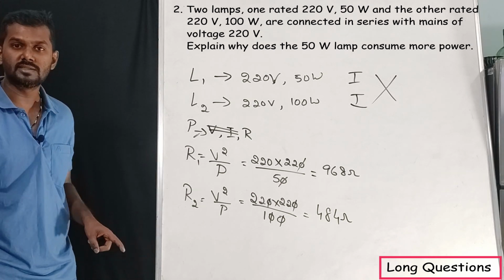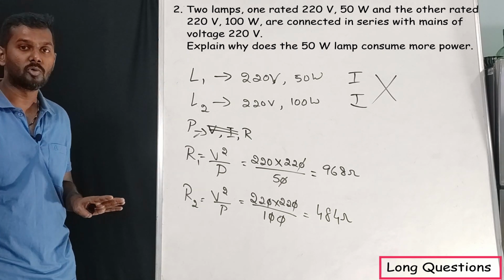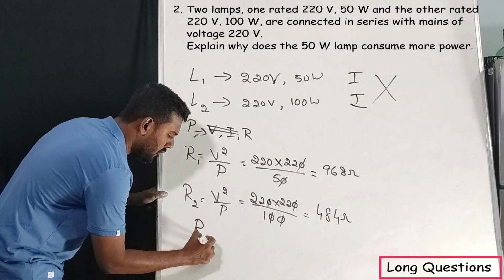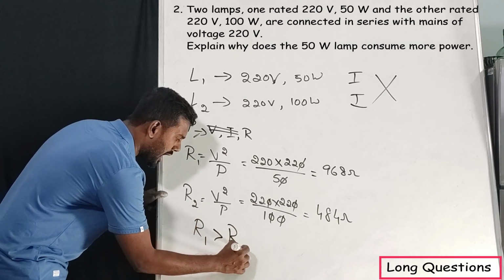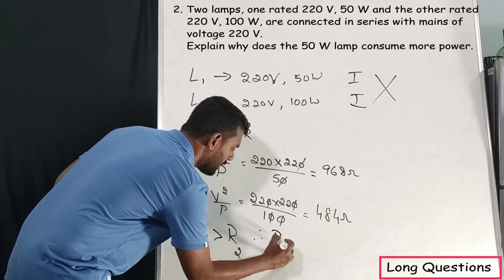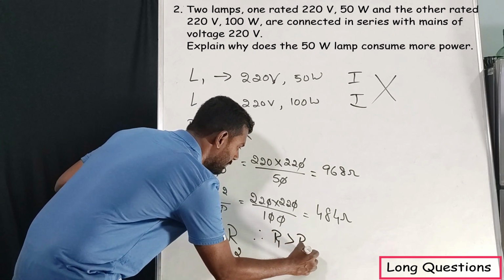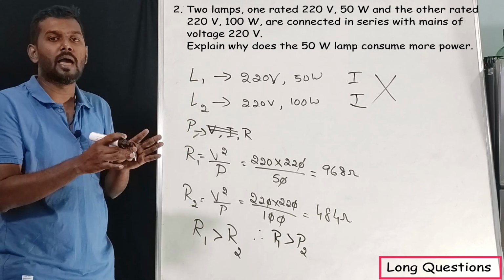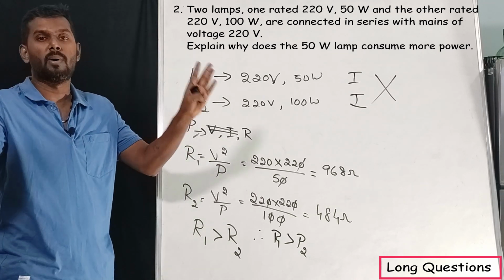So in which lamp resistance is more? R1, correct? So R1 is greater than R2, therefore P1 is greater than P2. See, which lamp has more resistance, that lamp will consume more power.